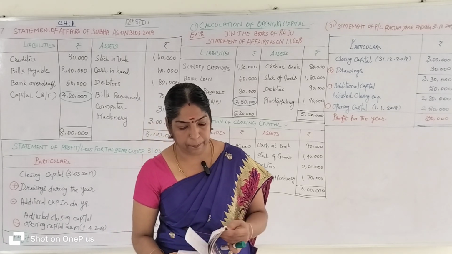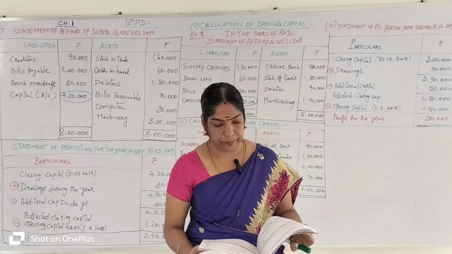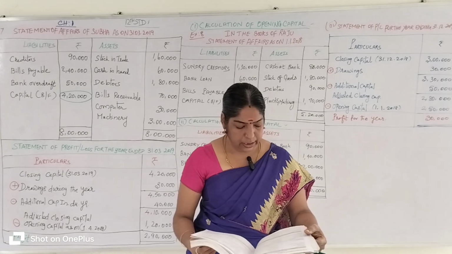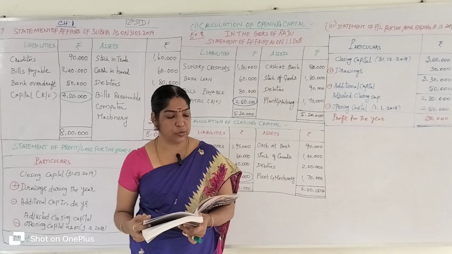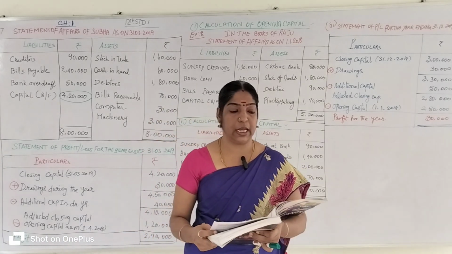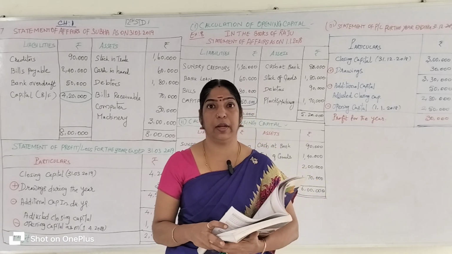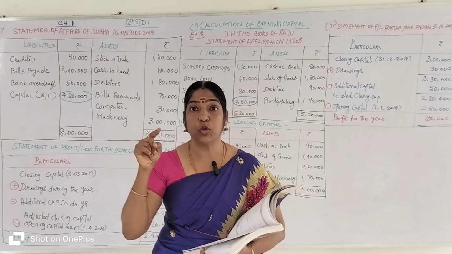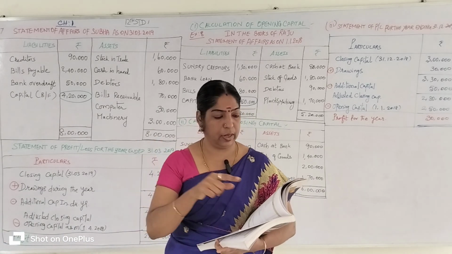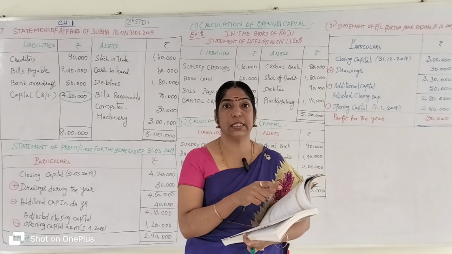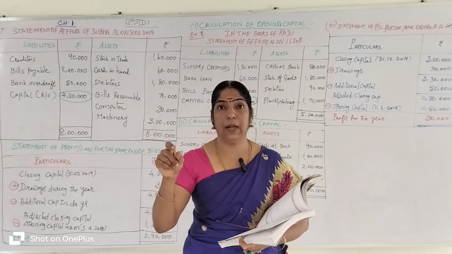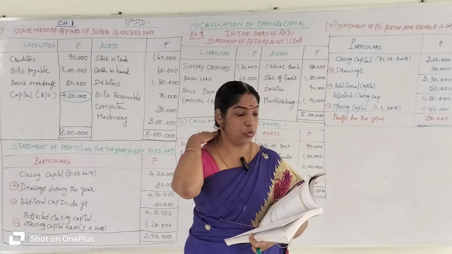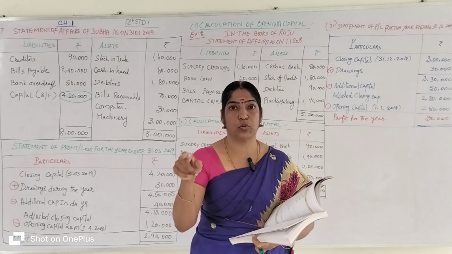Take page number 10 in the English medium book. Format for the statement of affairs. There are 2 headings we are going to enter here. In the books of dash, means whose books are given in the question. That particular person's name we are going to enter: in the books of Subha.